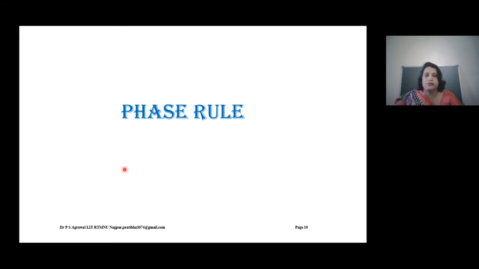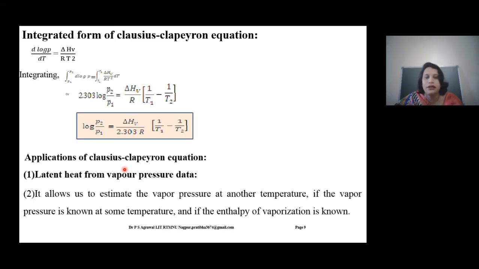What we have studied is that the temperature dependence of vapor pressure is given by the Clapeyron equation, that is dP by dT is delta S by delta V. The temperature dependence of vapor pressure of a condensed phase is given by the Clausius-Clapeyron equation, and this is valid for the solid to liquid transition. And then we have seen the integrated form of that equation.